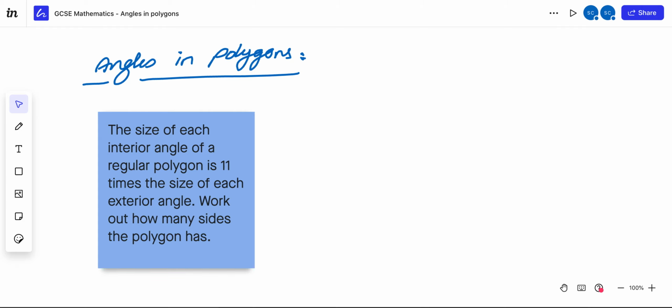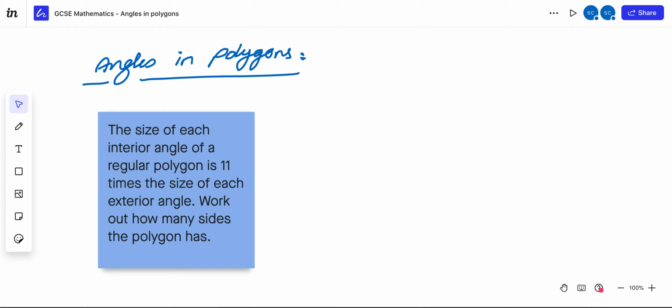A question from one of my students, which is another really good question, and it always comes up in GCSE examination questions. It's about angles in polygons. They are saying the size of each interior angle of a regular polygon is 11 times the size of each exterior angle. Work out how many sides the polygon has.